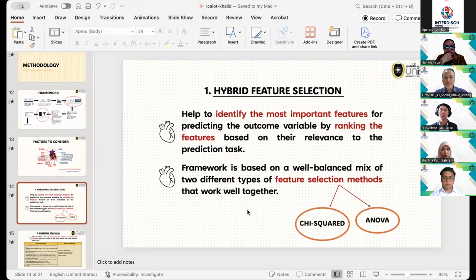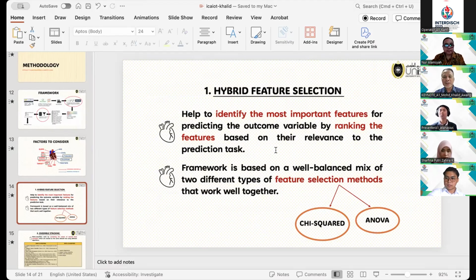And this is what we call the hybrid feature selection. Okay, we use the chi-square and also the ANOVA. So both chi-square and ANOVA are proposed because they can give us a well-balanced mix of two different types of data, which are categorical data and numerical data.